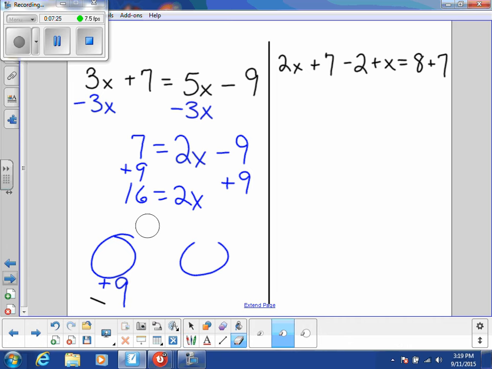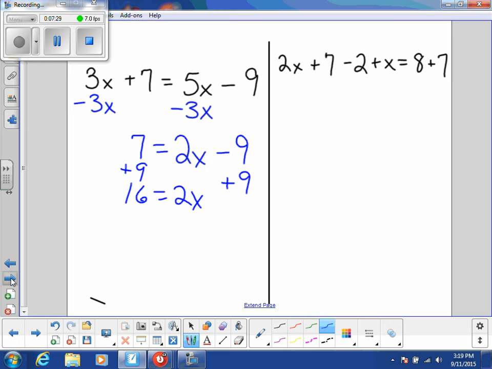Go a little faster now because we've been working on one-step equations for quite some time. A equals X.